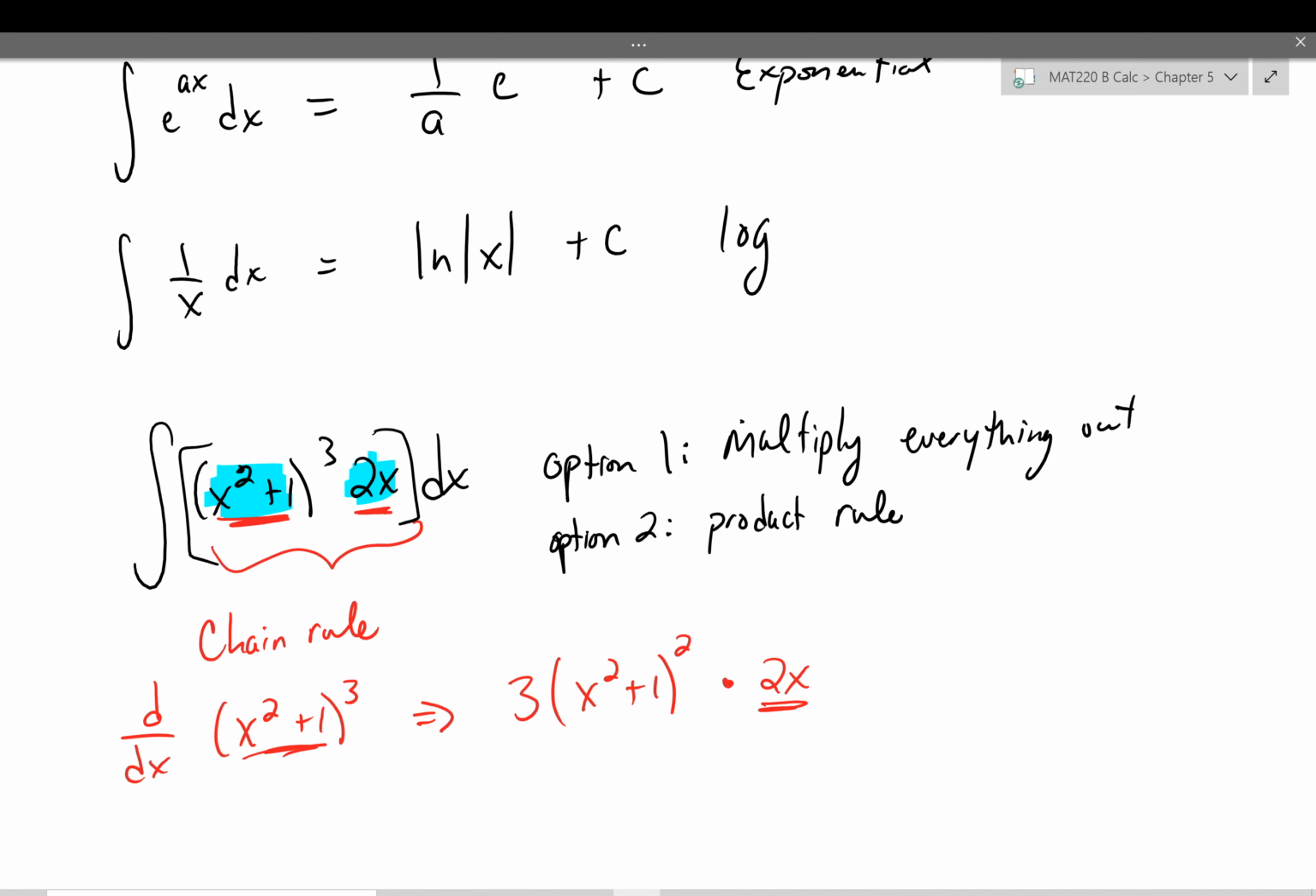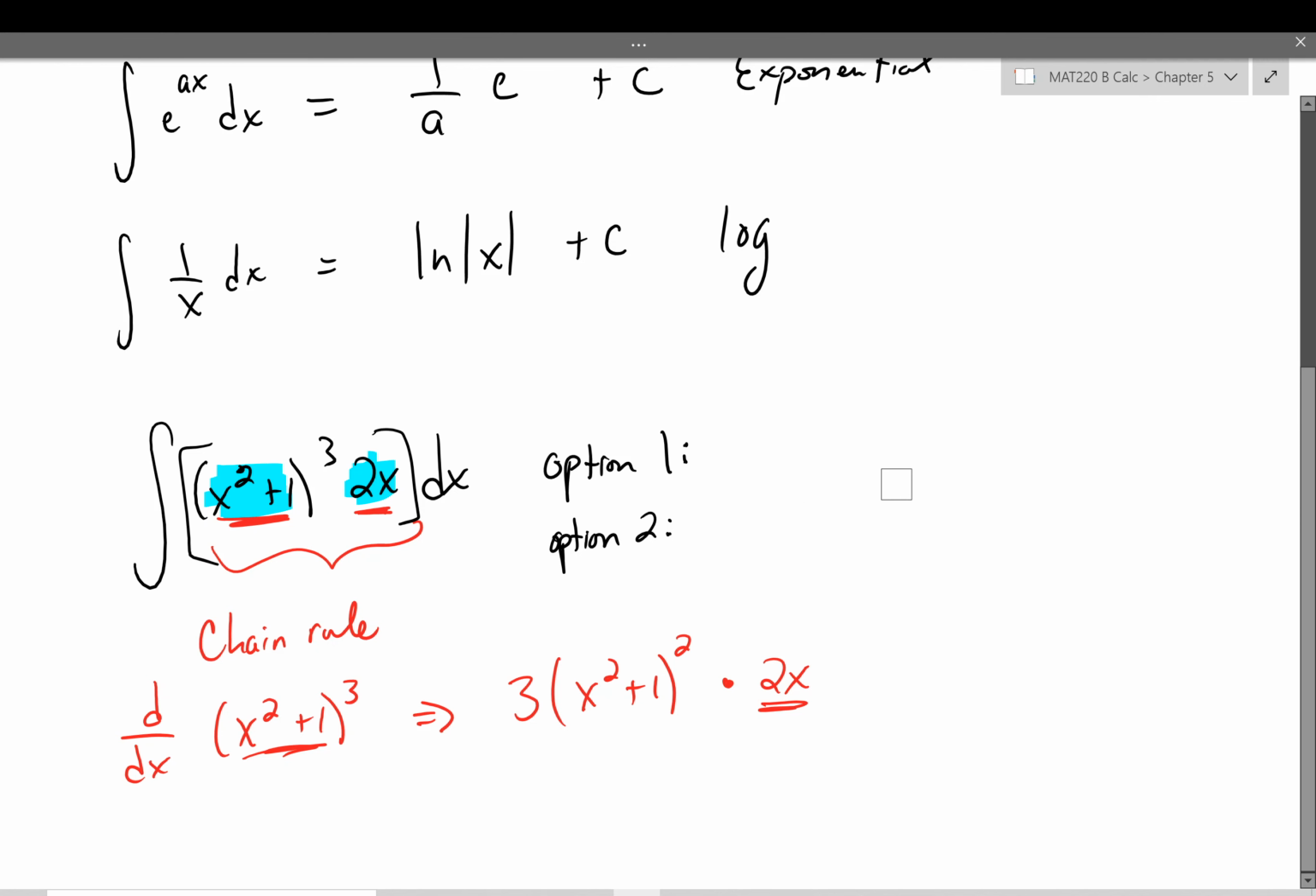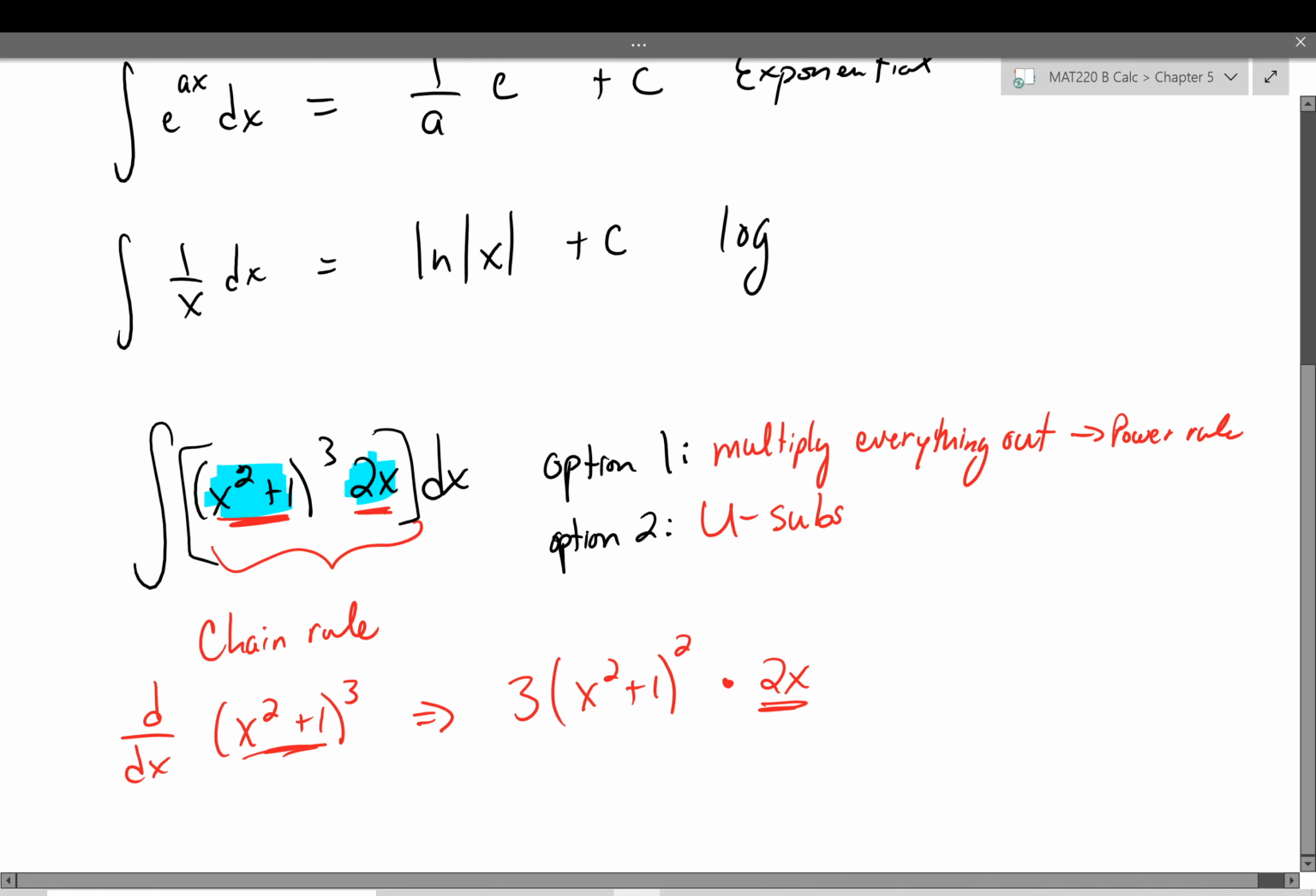Because right now you have two options to integrate this problem. Option 1, multiply everything out, and then apply your power rule. Or option 2, U-Substitution. So let me show you how U-Substitution works.